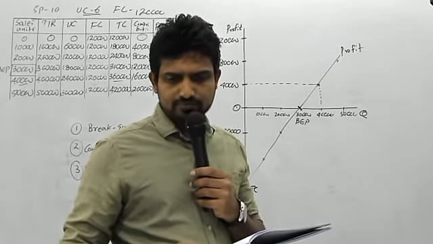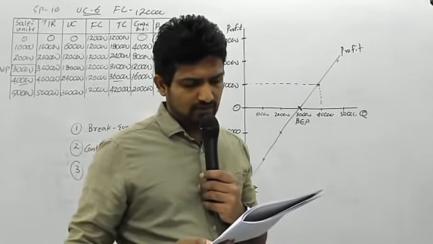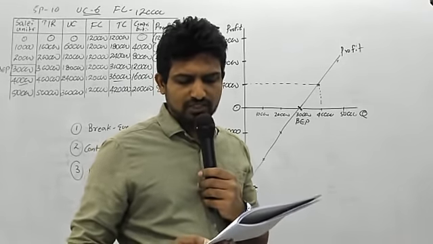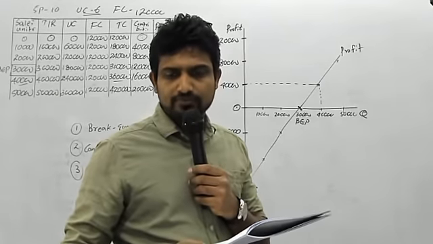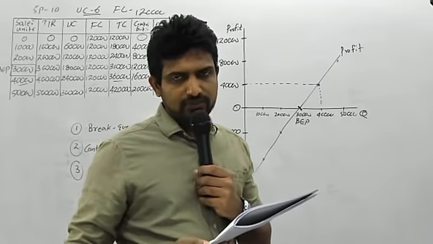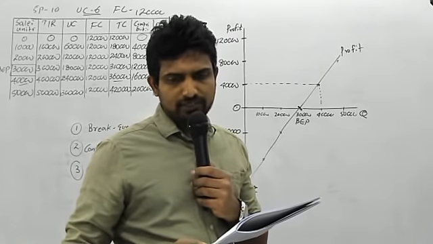8 million. Calculate the margin of safety in number of pair of shoes and value. What is the margin of safety? 15,000. Value is 12 million. Yes.